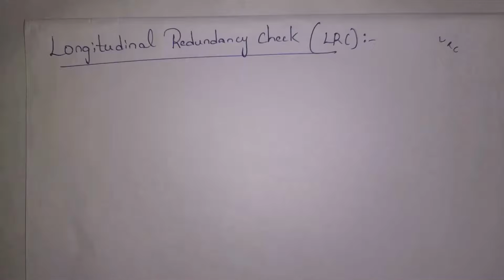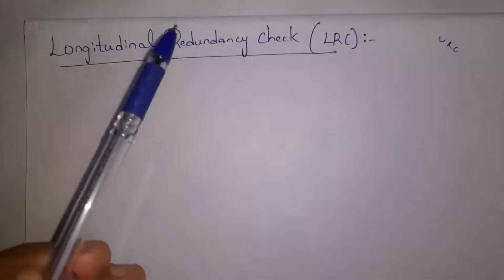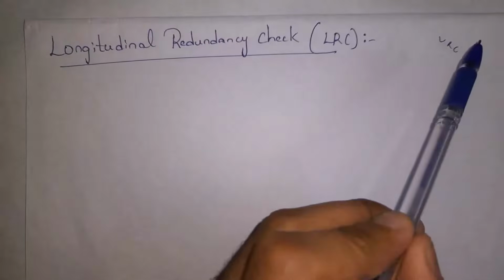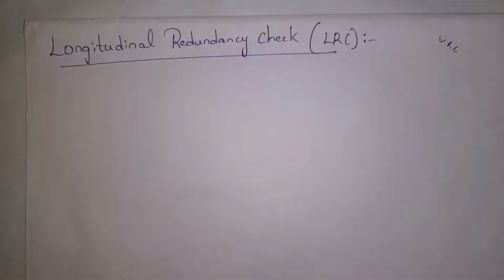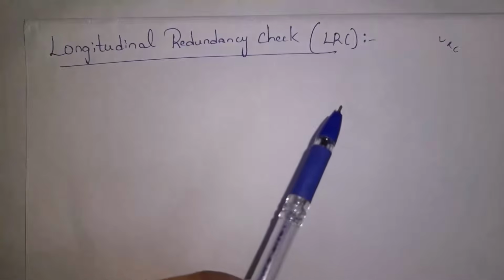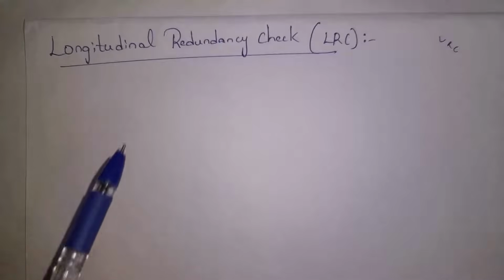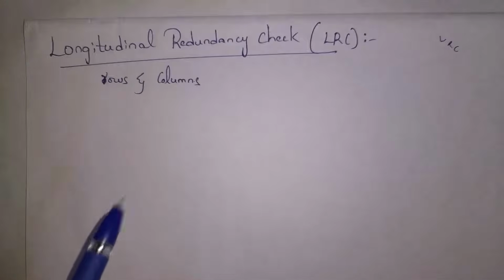Next I will explain what is LRC, where LRC stands for Longitudinal Redundancy Check. Guys, if we consider VRC cannot detect burst errors. Burst errors mean if multiple bits got changed in data, VRC cannot detect burst errors. And whereas if we consider LRC can detect burst errors. Guys, in LRC, we will arrange data in the form of rows and columns. I will explain LRC with an example.